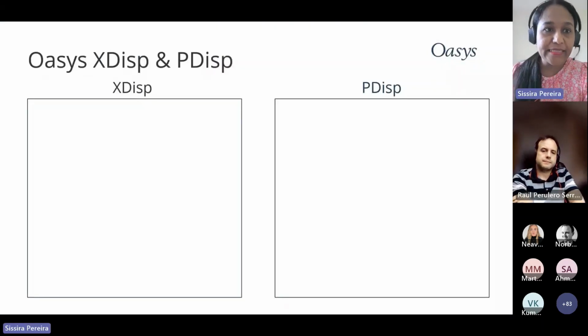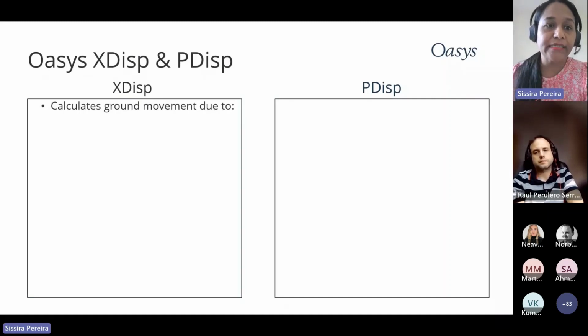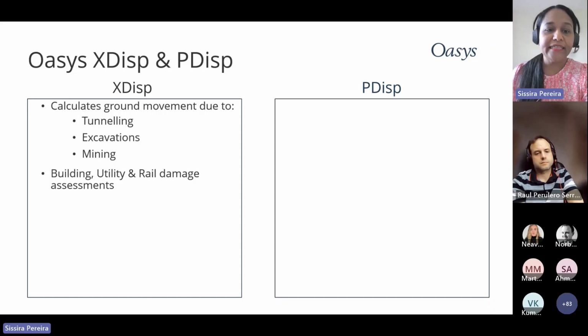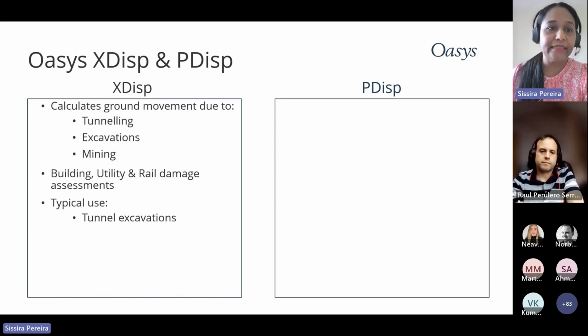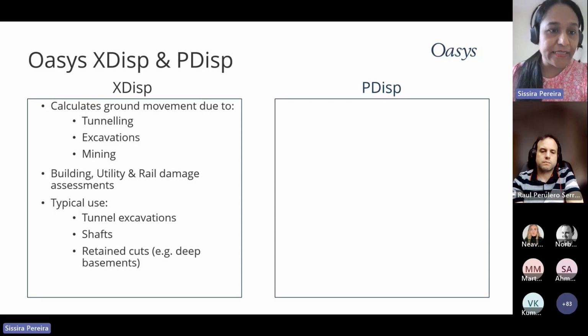Oasys XDisp is our program which calculates ground movement due to tunneling, excavations, as well as mining. It can then further assess building, utility or rail damages. The typical use of XDisp would be in assessing the three-dimensional ground movements due to tunnel excavations, shafts, retained cuts as in deep basements, or for mined excavations.